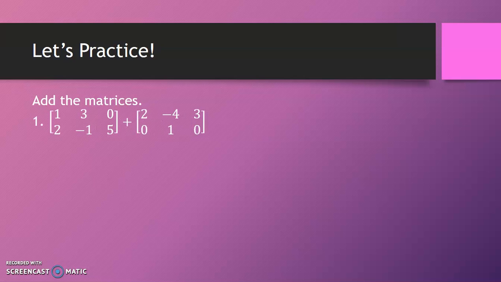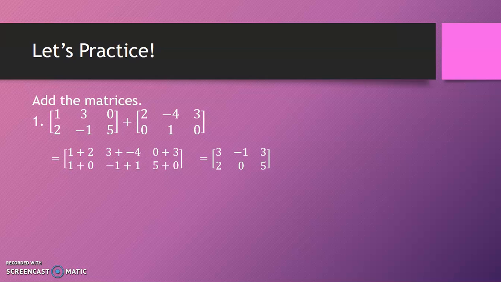For example, on this first one here, you can see how both of these matrices have 3 columns and 2 rows. And so you just add up the corresponding elements. So 1 plus 2, 3 plus negative 4, 0 plus 3, that would take care of the top. And then you do the same thing with the bottom.